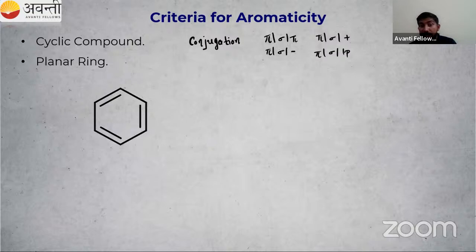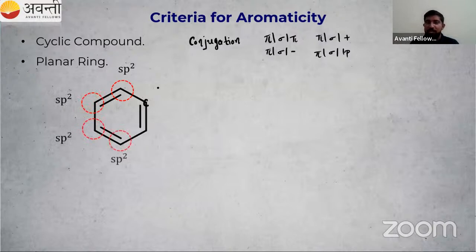What about planarity? Is that planar in nature? So we have to check the hybridization of the carbon atom. How to check the hybridization? Yeah, JNV Rajkot students, right? Where there is a double bond, that is sp2. This carbon also has a double bond. I hope you know how to find the hybridization. I have discussed it in some classes, right? So here also sp2, here also sp2, then sp2, sp2.